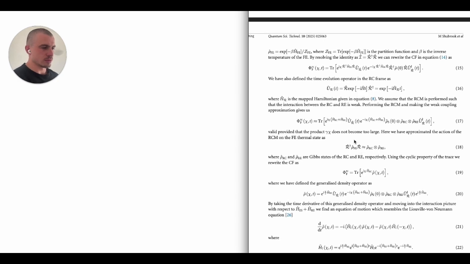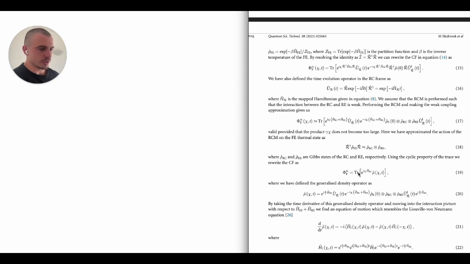Let's see. We assume that the Gibbs state of the full environment can be approximated as a tensor product of the reaction coordinate and the residual environment. Again, that's basically just assuming that the interaction between the extended system and residual environment is weak.